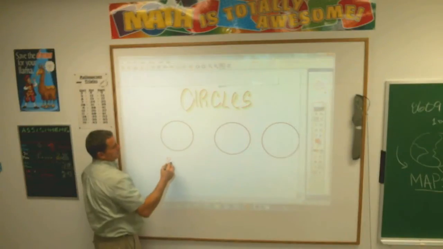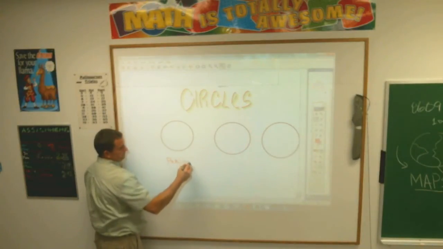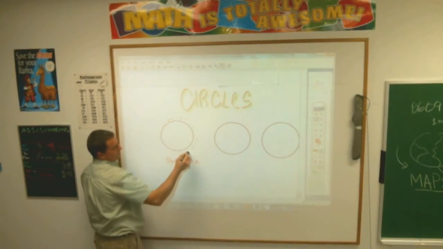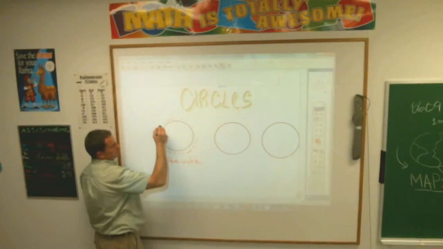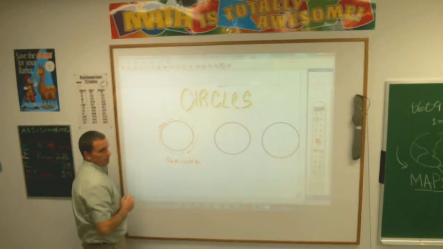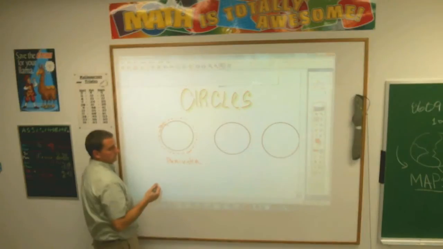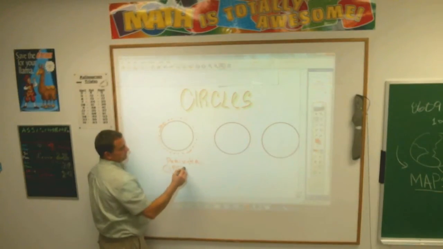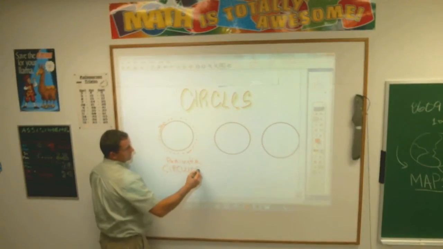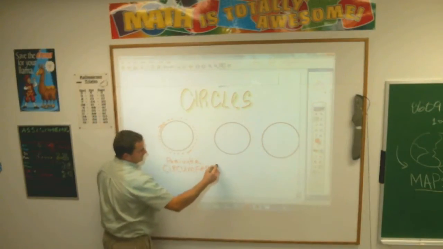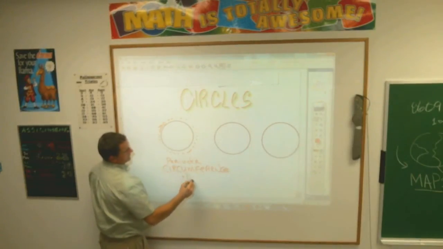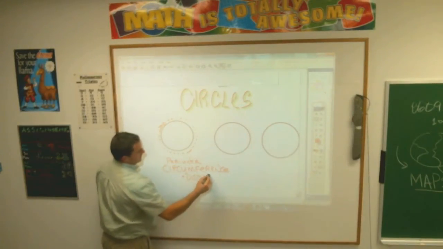The perimeter of a circle. Is it really called the perimeter of a circle? The distance around a circle. This distance right there, we call that the circumference. Yes, the circumference. That is the distance around.